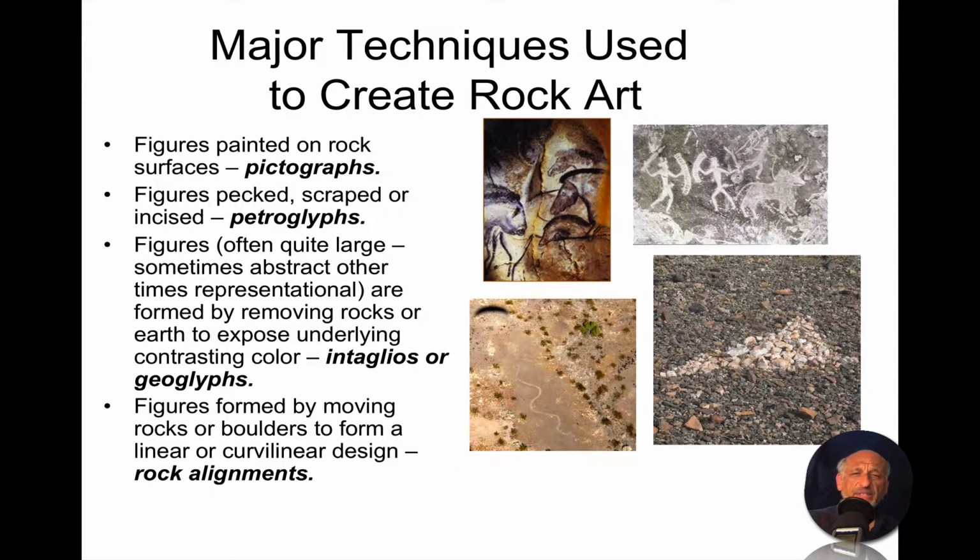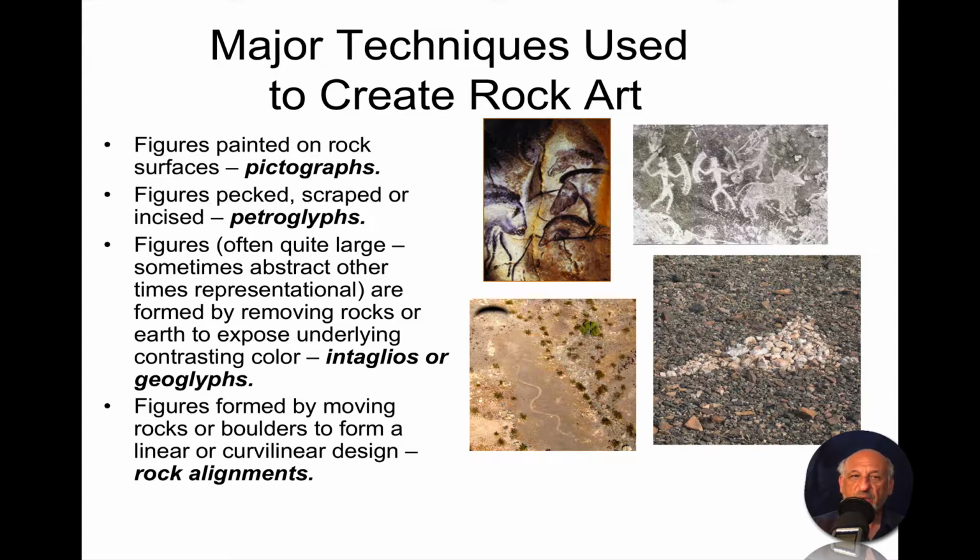The major techniques used to create rock art come in two fashions. There's a typology, or the classification, of rock art sites. Figures that are painted on rock surfaces, at least in America, are called pictographs. Figures pecked or scraped or incised on rock are called petroglyphs. So pictographs and petroglyphs are the broad classifications for much of rock art. Yet there are other elements of rock art that also occur as well.